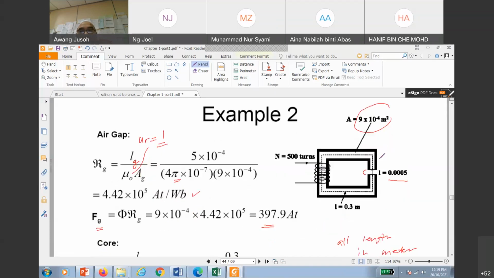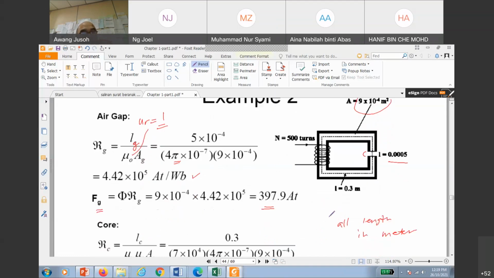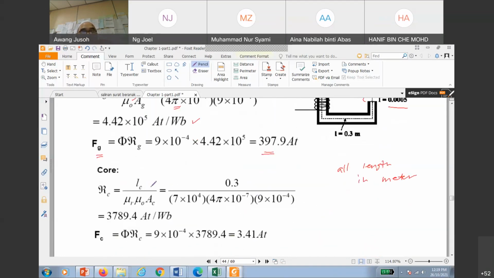For the core, we know the core length already, 0.3. Then you can find the core reluctance. But in the core, you need to plug in the mu R, because the core has mu R. The air gap has no mu R; for the air gap mu R equals 1. So don't get confused. The given value just now was 70K, multiplied by the mu naught constant, 4 pi times 10 to the power negative 7, multiplied by A_C given there. Then you can find the reluctance for the core. Then you can find the MMF of the core, multiplied by R_C, you get this.